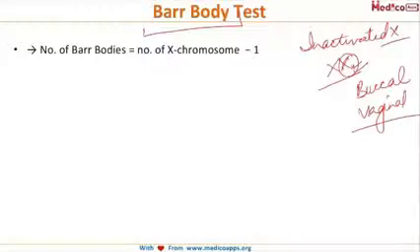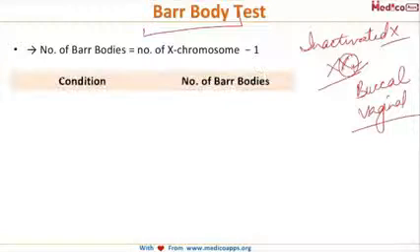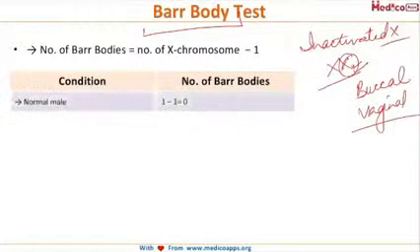So, if two X chromosomes are present, one will be inactivated. Or you can understand this the other way around, that if you are able to see one Barr body in any buccal smear, that means that individual has two X chromosomes. And if you are not able to see any Barr body, that means the individual has one X chromosome. Now let us understand this by example. In a normal male, since there is only one X chromosome, 1 minus 1 is 0. So in a normal male, you will not be able to see any Barr body.